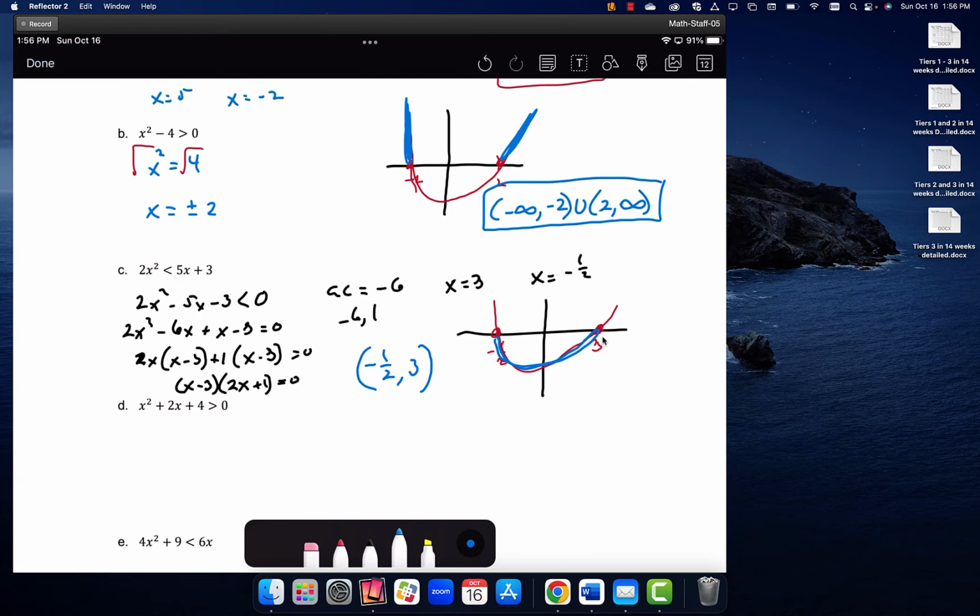We'll use parentheses because we are strictly less than. We cannot include those endpoints.